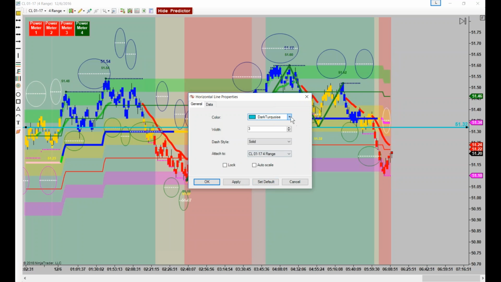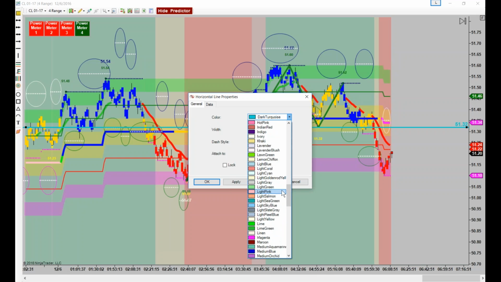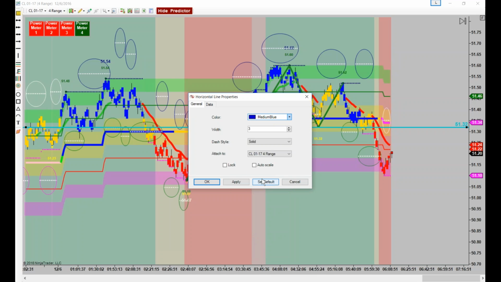let me get a dark blue in there. I didn't get it. Medium blue is good enough.